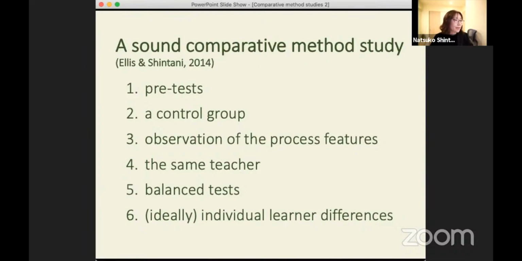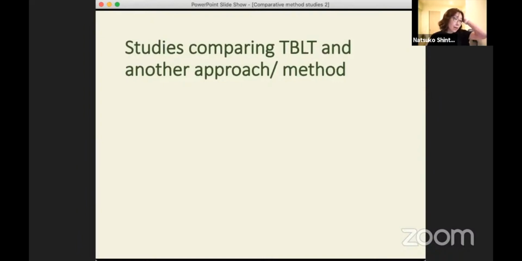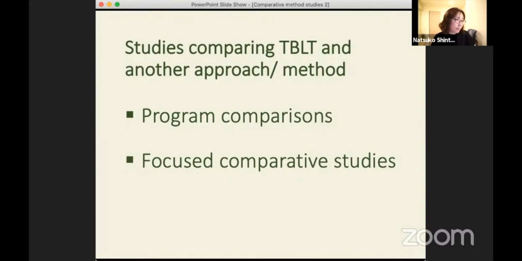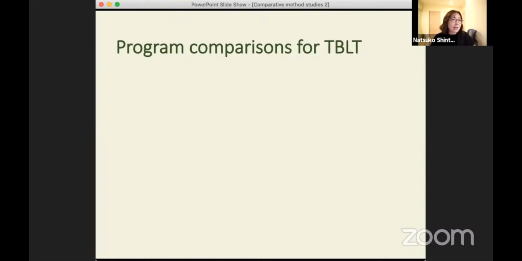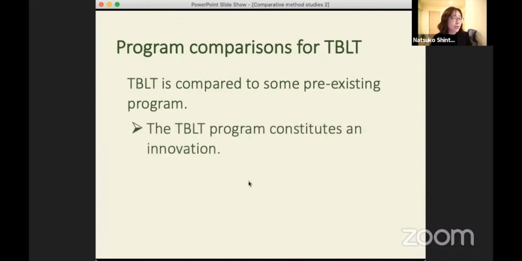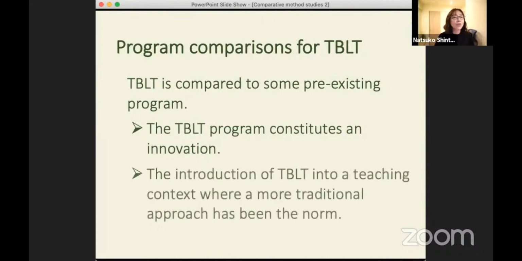Studies comparing TBLT and another approach can be classified as either program comparisons or focused comparative studies. I will first look at program comparisons. When a program comparison investigates TBLT, TBLT is compared to some pre-existing program because TBLT is considered to be a new one. In such research settings, TBLT constitutes an innovation and is introduced to a teaching context where a more traditional approach has been the norm.